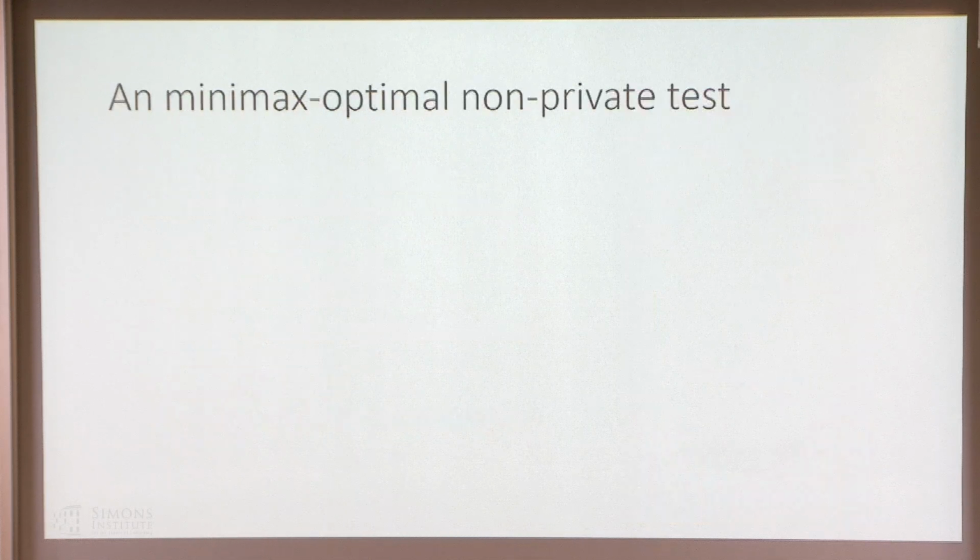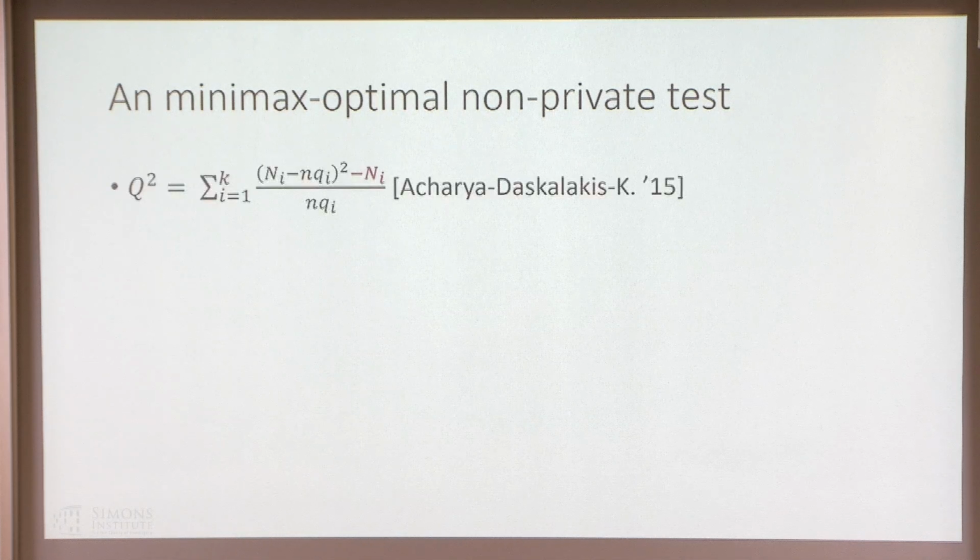Okay. So let me show you a minimax-optimal non-private test up to constant factors. Then we'll see how we might privatize that. One test, which was with Acharya and Daskalakis, we showed a few years ago is an asymptotically minimax optimal test for testing identity.